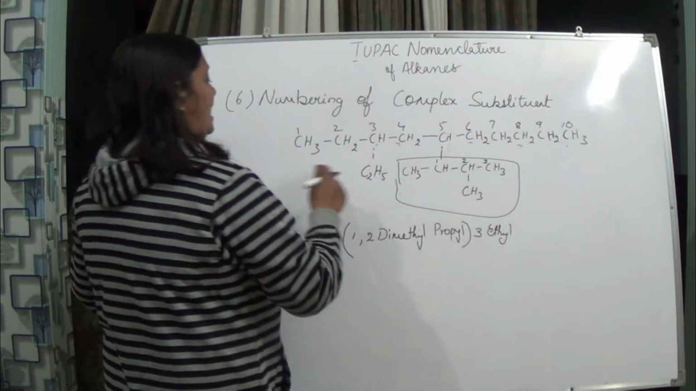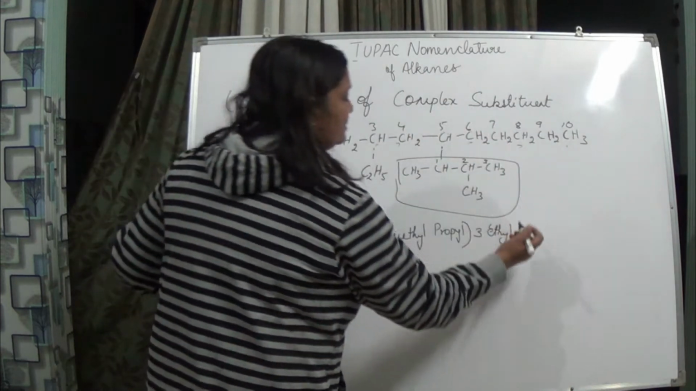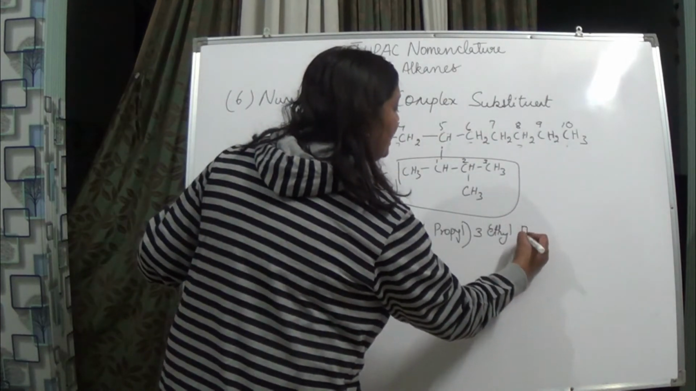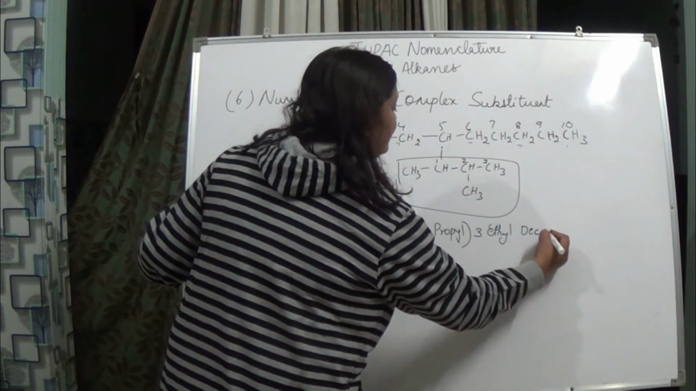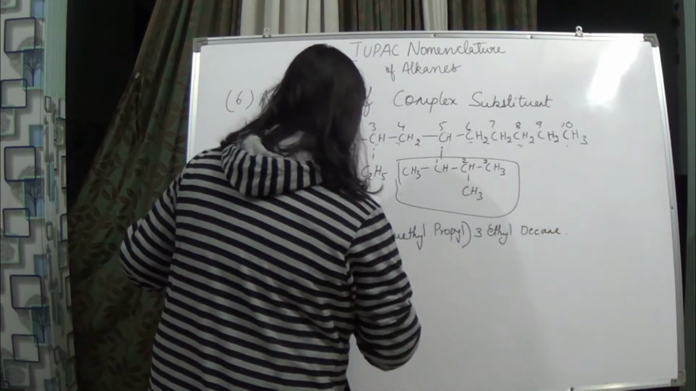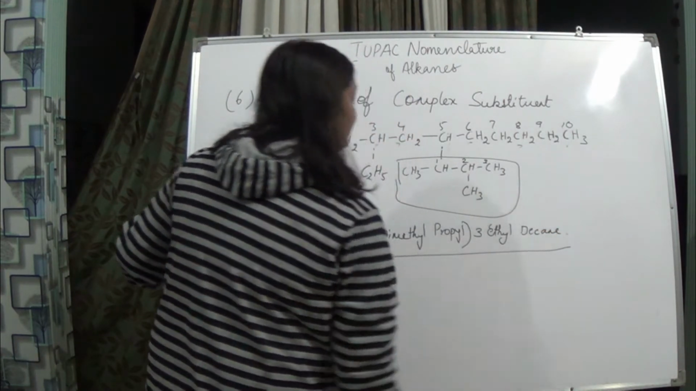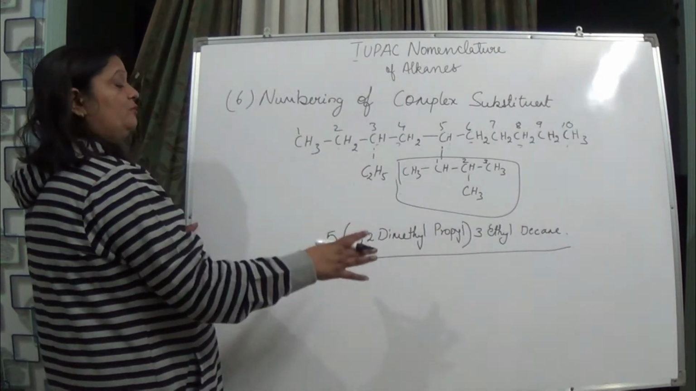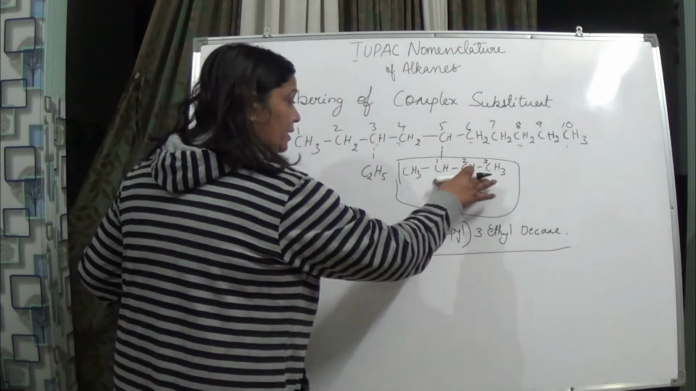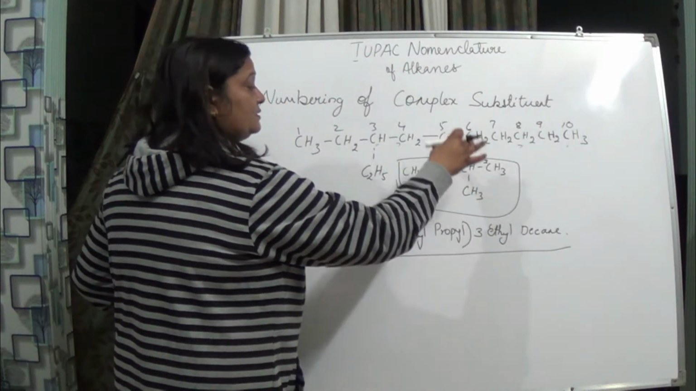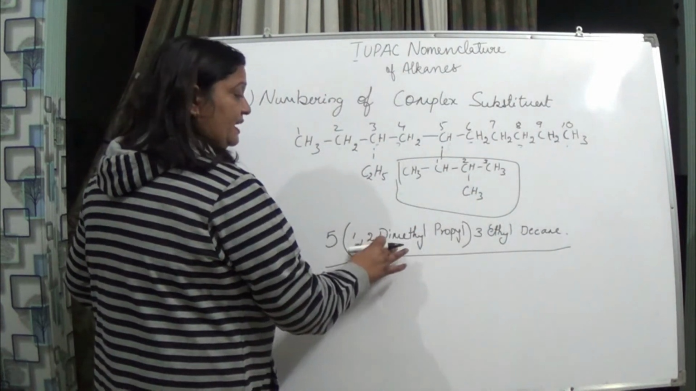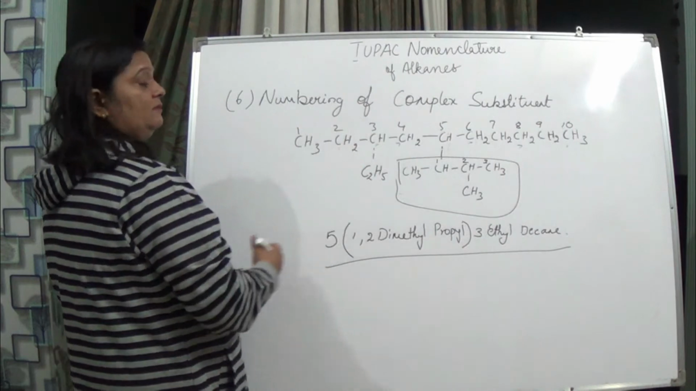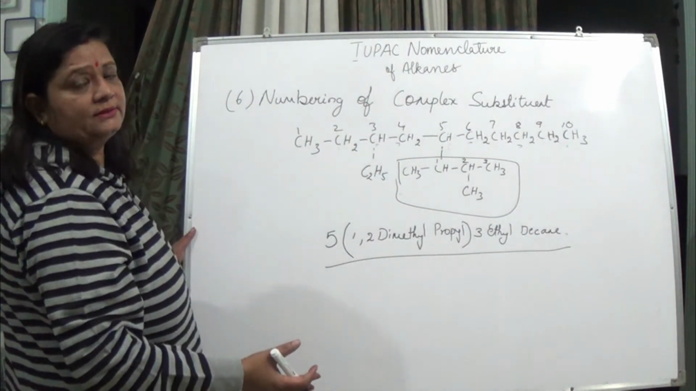And it is 10, so it becomes what? Dec, and alkane it is, so decane. So this is how we name this complex chain. Here we have to name the branching which is making the chain complex first, and then only we will be writing the others.